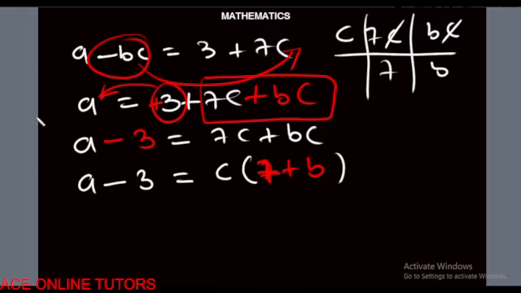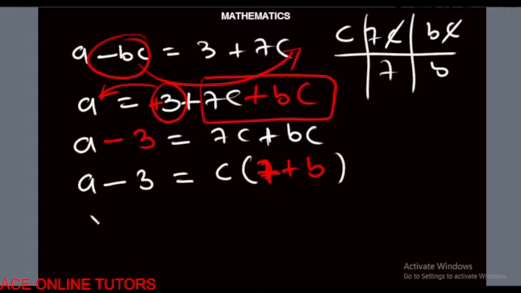Now if you want to be sure that you are correct, you can just open the bracket again. You say c times 7, that will give you 7c. Then c times b, that will give you bc. And the middle sign is still addition. So that means we are very correct.